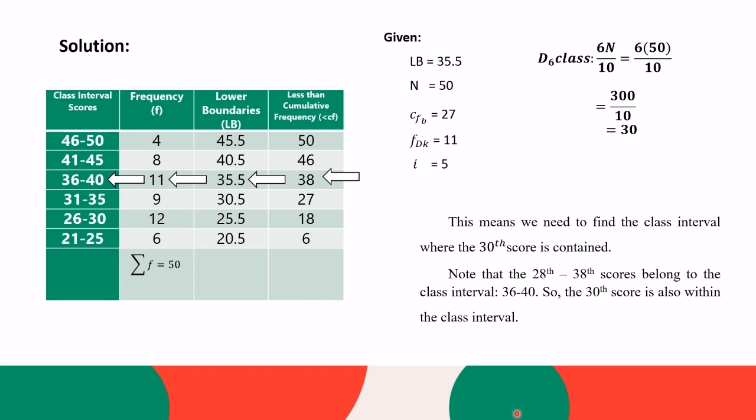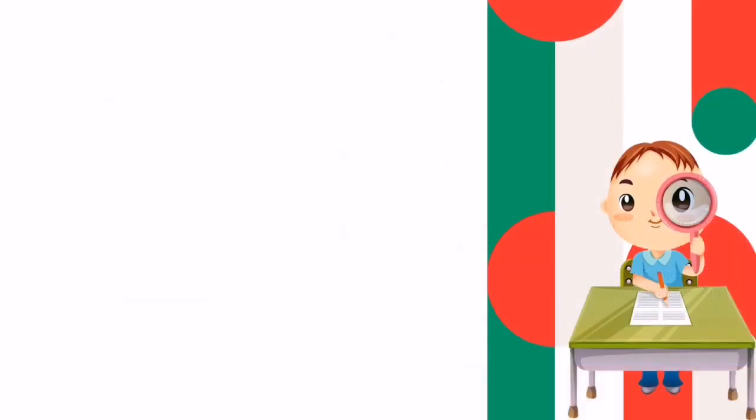And then next, the I is 5. So I already explained why it becomes 5. So 50 minus 45, we have 5. 45 minus 40, it's 5. Okay, so let's proceed with the formula and then substitute the givens. So now for our next step, we will use the formula and substitute the givens.